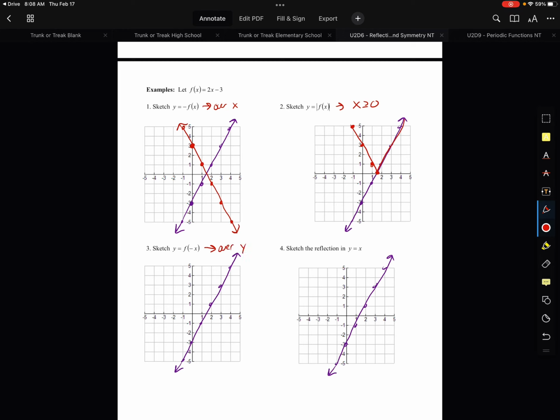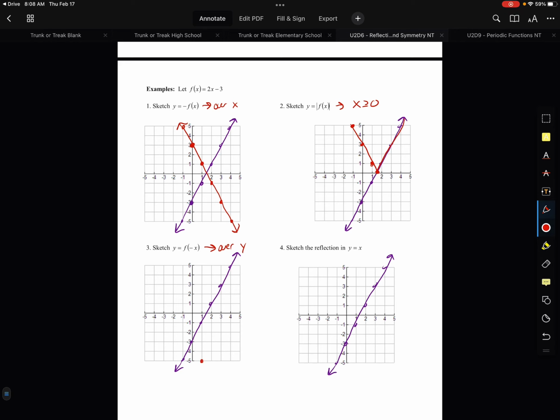All right, here's our flip over the y-axis. Right, so keep the y, change the x. So we got negative 1, negative 5 becomes 1, negative 5. This stays the same. Flip here, flip there, and flip there.